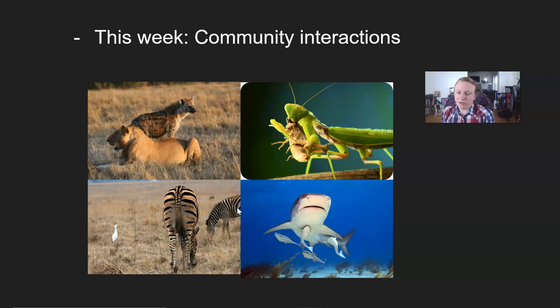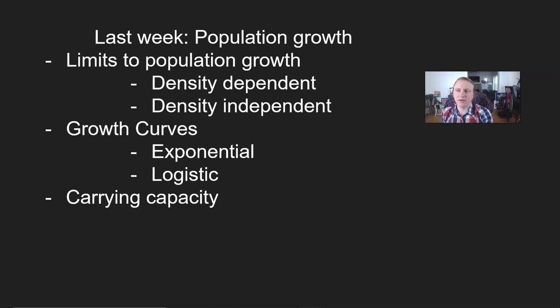All right, everyone. This week we're going to be discussing community interactions. Last week we were talking about population growth, limits to population growth, things like density dependent and density independent factors. We also had exponential and logistic growth curves. And I don't have it on here, but we had a more realistic growth curve where it would sort of explode up and then there'd be a major die off, and then things would sort of move relatively around the carrying capacity of that population within a particular ecosystem.